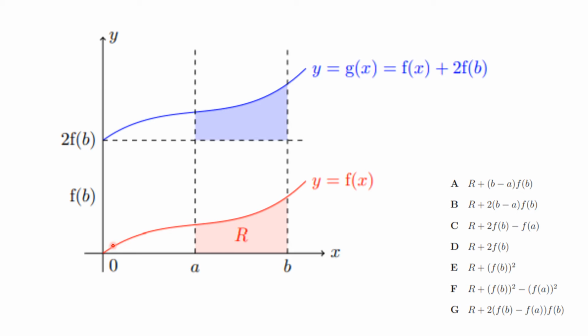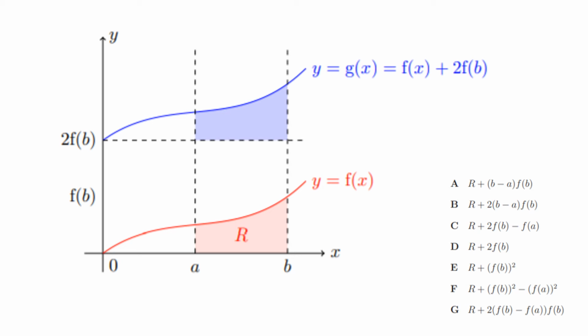Okay, so we start at the bottom with the original curve, and we notice that f of b is simply the y value when x equals b. So if you've got g of x is f of x plus 2f of b, we simply have to move the whole curve upwards by twice this f of b. So we've done that diagrammatically there. Okay, so the whole curve gets shifted upwards by 2f of b.